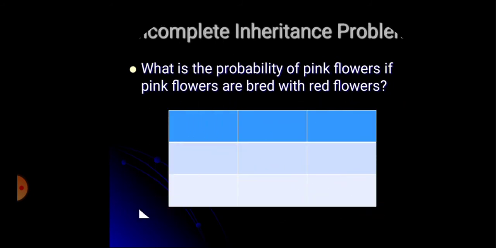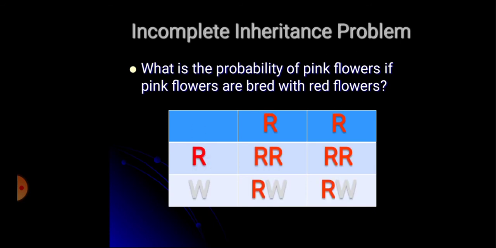An incomplete inheritance problem. What is the probability of pink flowers if pink flowers are bred with red flowers? Ito po ang magiging solusyon or product po niyan. Maghahalo po sila. Also, yan po, 50% of each cell will combine. Hindi po siya complete dominant style.